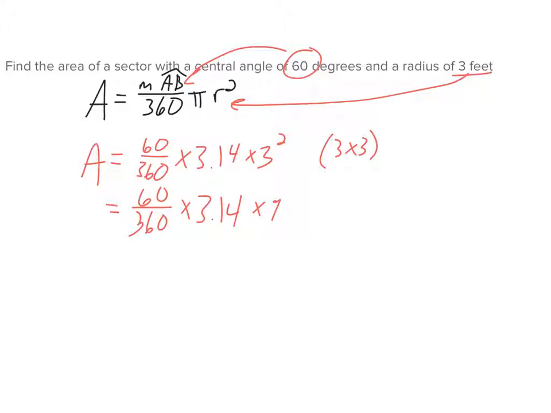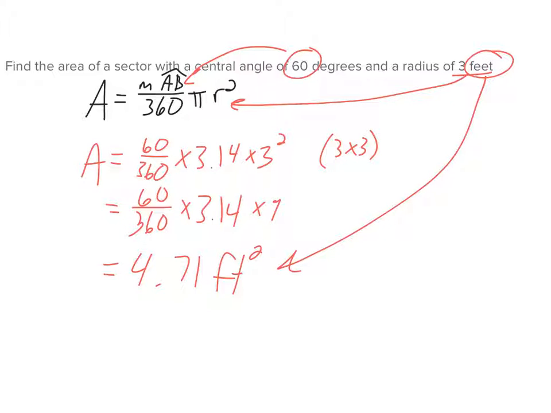And if I do that, I get an answer of 4.71. And again, we're given a label, so we do need to use that. Feet squared, or square feet. So 4.71 square feet is the area of that sector.